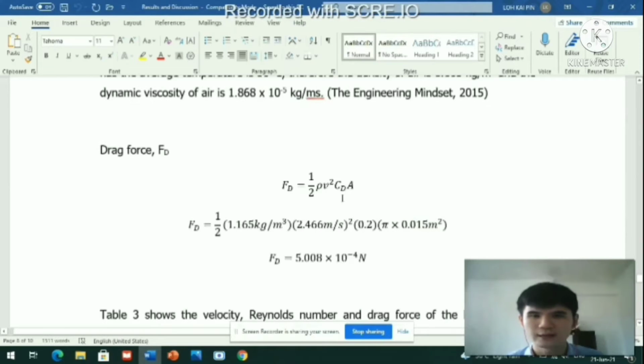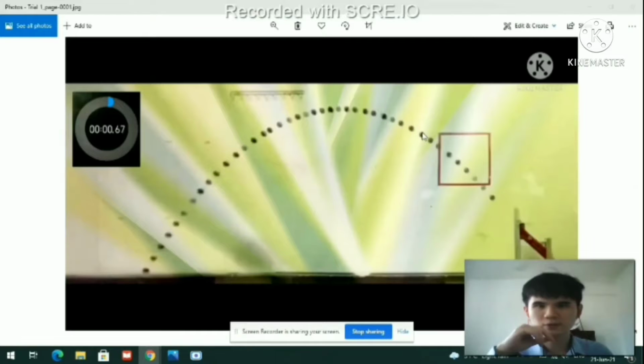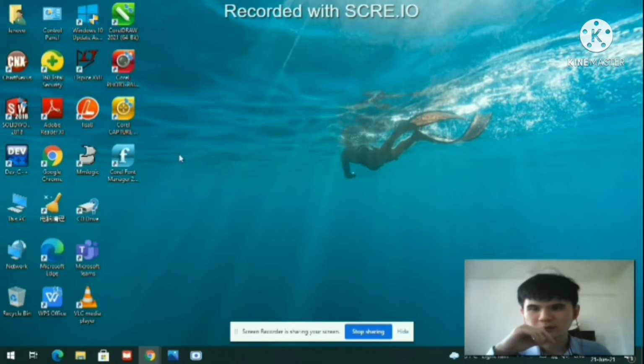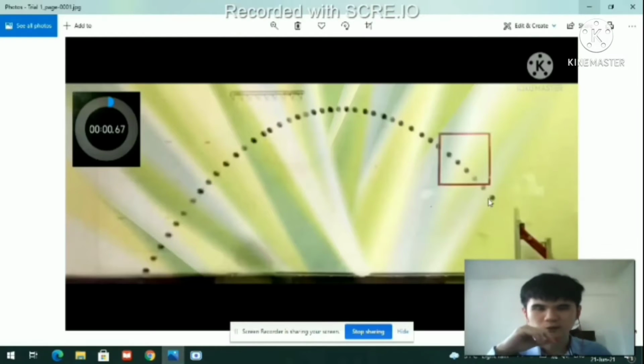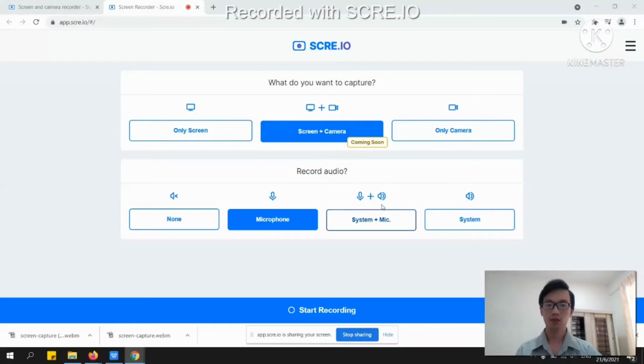So since we know the CD and all the values, we can find the drag force. From the 20 points in the tables, we draw the curvature path by using the software Corel PhotoPen. So we choose the fixed 20 points from all of these points, so the estimator will know how come the 20 points are in the table. So yeah, that's it.